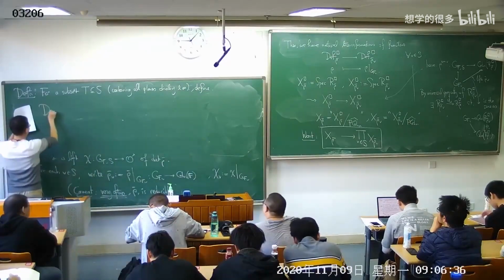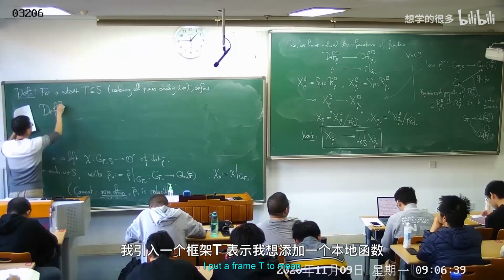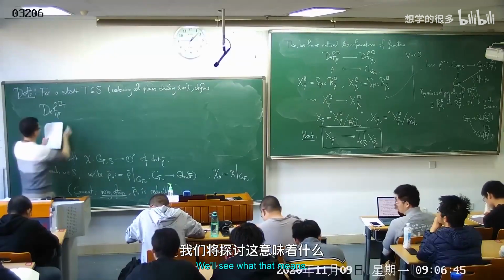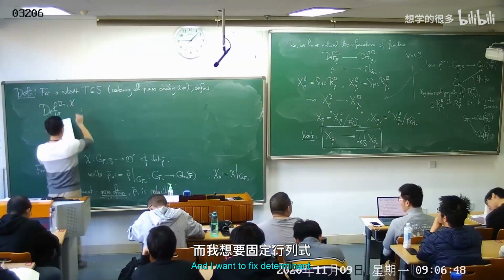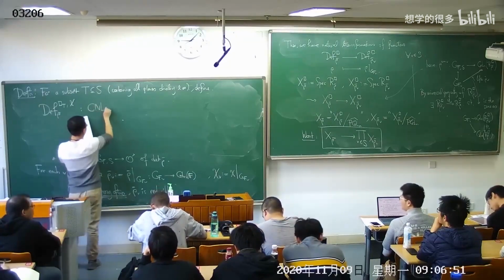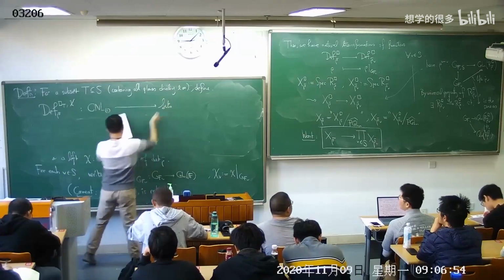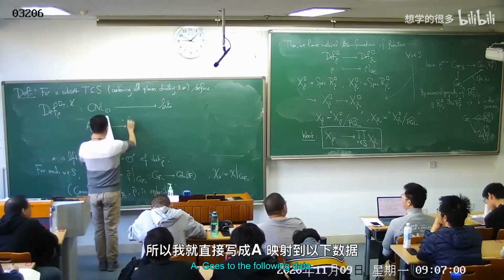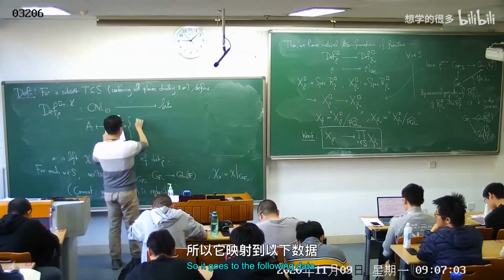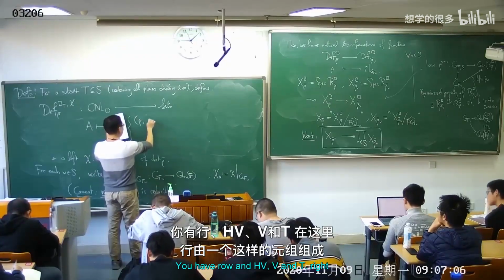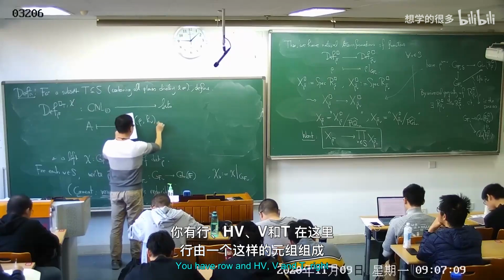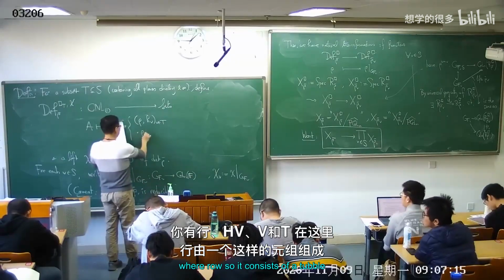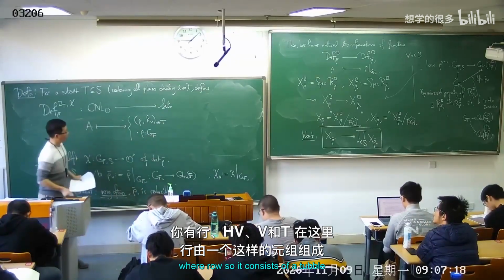Then I define the following functor. I put a frame T to mean that I want to add a frame at local places. We'll see what that means. And I want to fix the determinant. Such that, maybe I'll just write A goes to the following data. So it goes to the following data. You have rho and H_v, v in T. Where it consists of a tuple, like so.